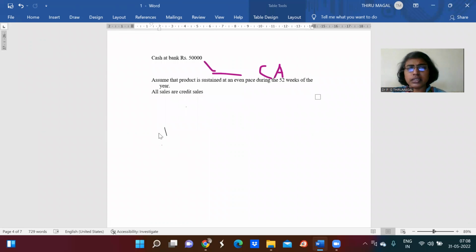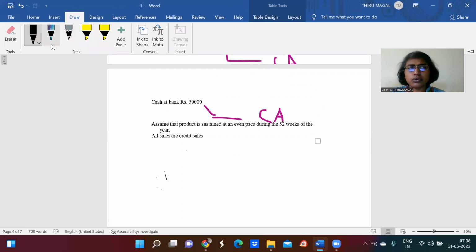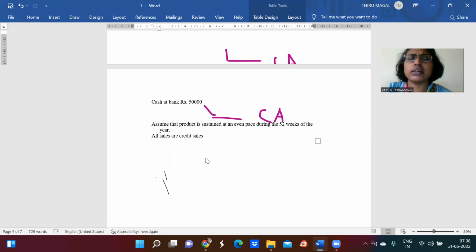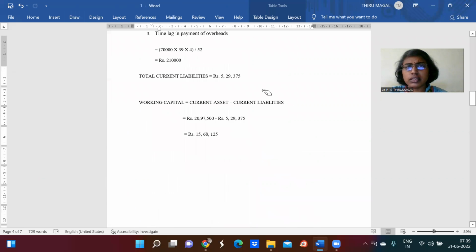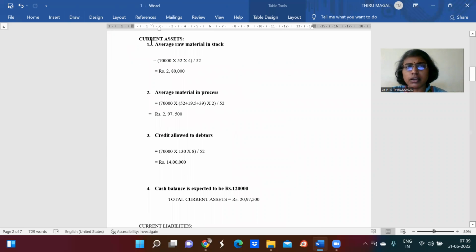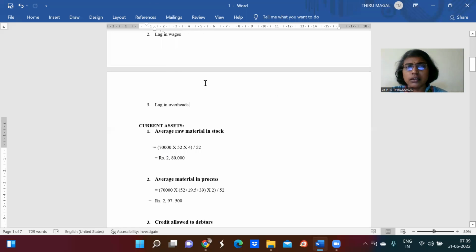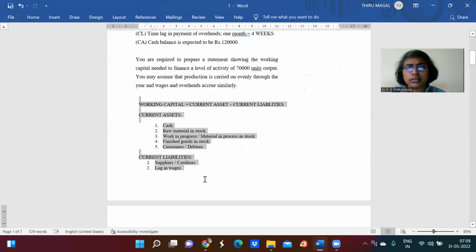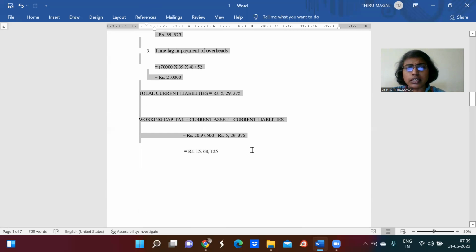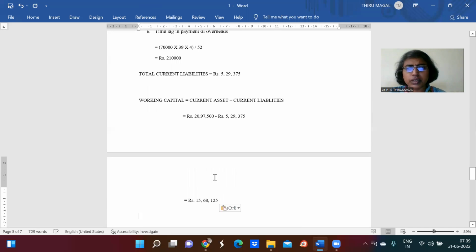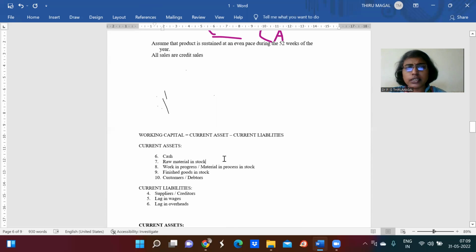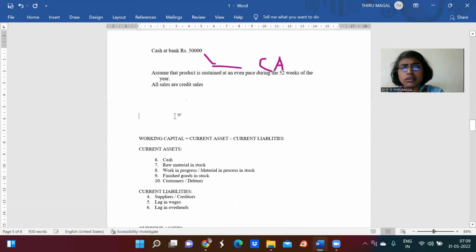Now, as we have seen in the previous sessions, we need to note down the formulas so that we can calculate the total current assets as well as the total current liabilities. First, we'll note down all the formulas which we have used in the previous sessions, because we know these are all the current assets and these are all the current liabilities as per the previous problem. So as far as the working capital requirement problem is concerned, these are all the current assets.